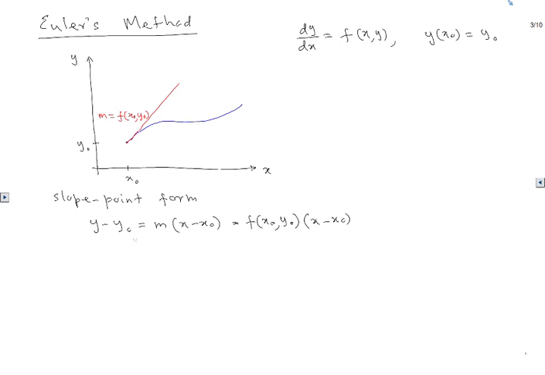And then if you move the terms around, you can write this as y equals y0, moving the y0 to the other side, plus the slope, which is f(x0, y0), times x minus x0. So that's the equation of the tangent line. The equation of this line is y = y0 + f(x0, y0)(x - x0).